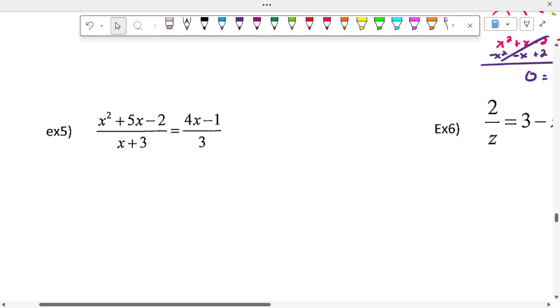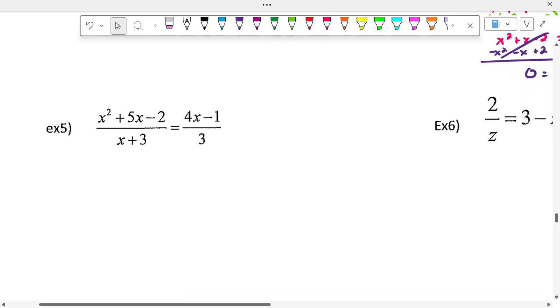I want you guys to try example 5 on your own. Let's give it a shot. So start by cross multiplying. Do any box methods or distributing that you need to. And then solve based off of the type of function.